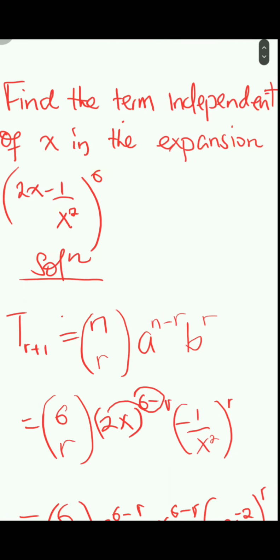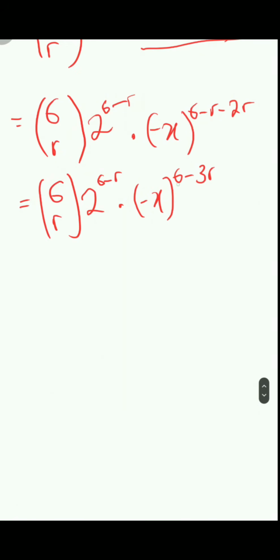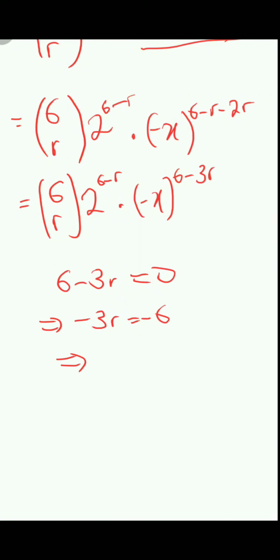Now since we're told to find the term independent of x, meaning that the term is not supposed to have x, we have to look for a way to make x disappear. That is only by raising the power to be 0 so that it becomes 1, and in that case x will go. So we're going to set the power of x to be equal to 0, meaning that in that case we solve for r: negative 3r is equal to negative 6. Then I'm going to simply divide both sides by negative 3, giving us the value for r to be equal to 2.